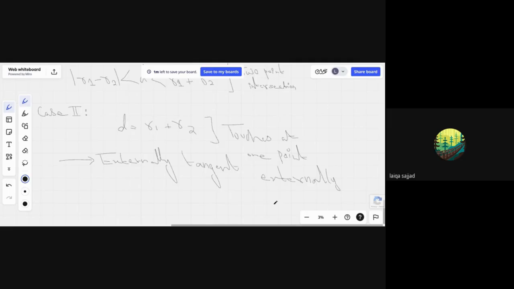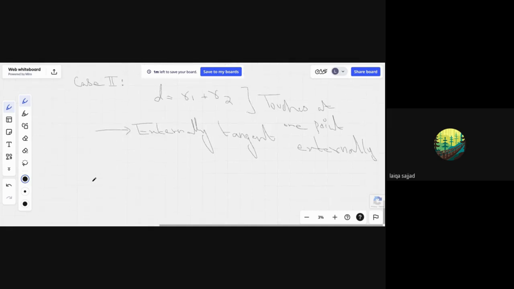Then after this, if we have d equal to the difference of the two radii, in that case we say that they are touching each other at one point, but this time they are touching internally, so we call them internally tangent. So this is case 3.